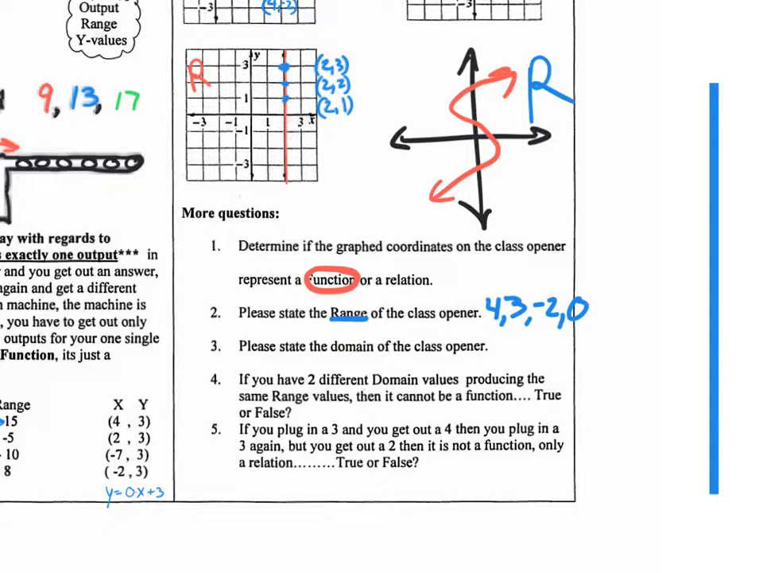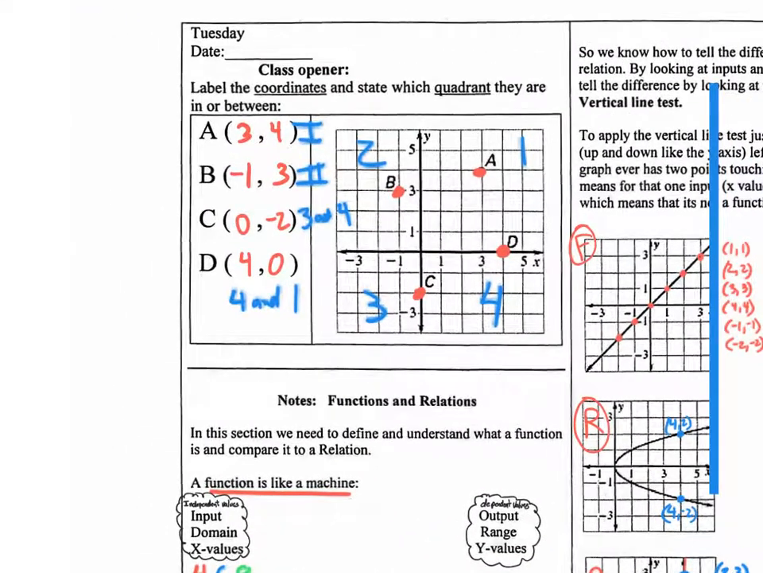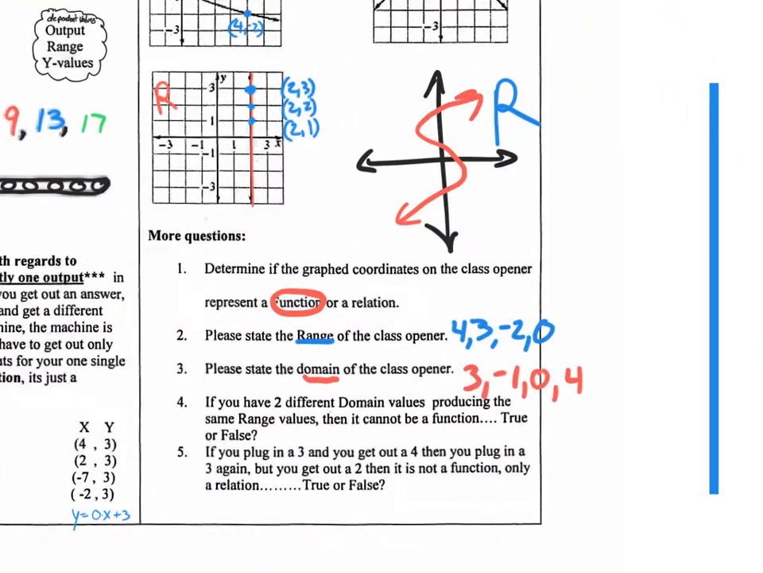How about the domain? The domain of the class opener. What are they really asking us to do with the class opener? The X values, which would be 3, -1, 0, 4. And that is my domain, my X values.